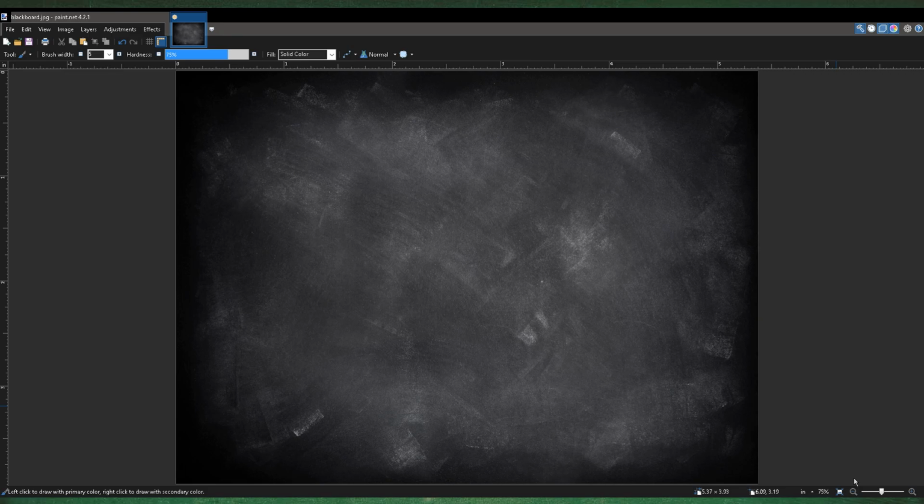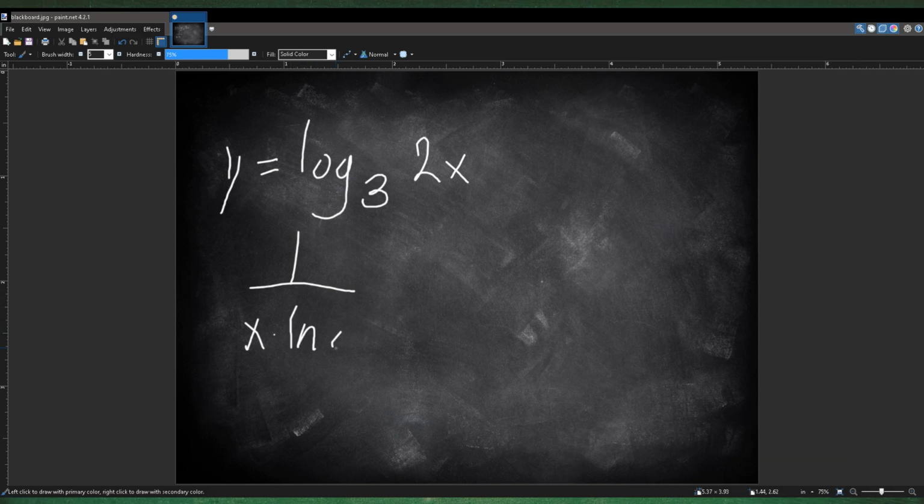So let's try an example. Let's say we have y is equal to log base 3 of 2x. The derivative of a log is 1 over x times ln of a, right? So let's substitute that in. Since our x is 2x, let's say this is u. So this x would be a u, and we just need to substitute that u in, which is 2x. So whatever you have as a variable here, you just plug it in.